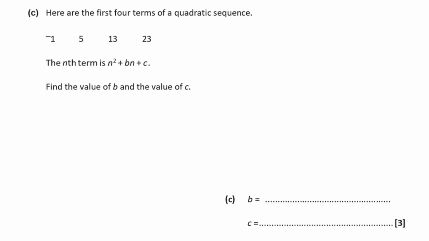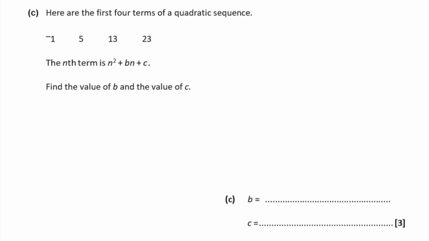Part C says here's the first 4 terms of a quadratic sequence. We've got minus 1, 5, 13, 23. The nth term is n squared plus bn plus c. That's just the general form of the nth term of any quadratic sequence. You can just see it's a quadratic expression, isn't it? So find the values of b and c.